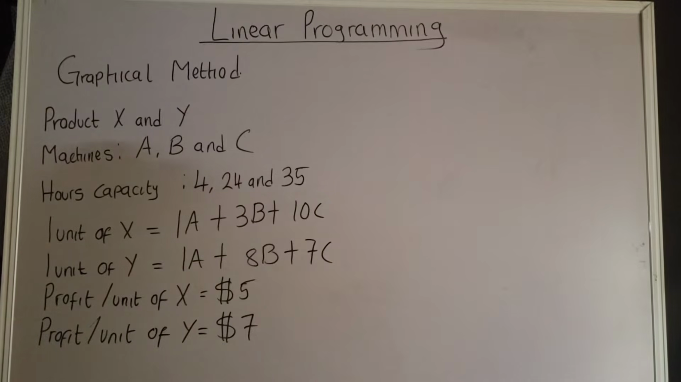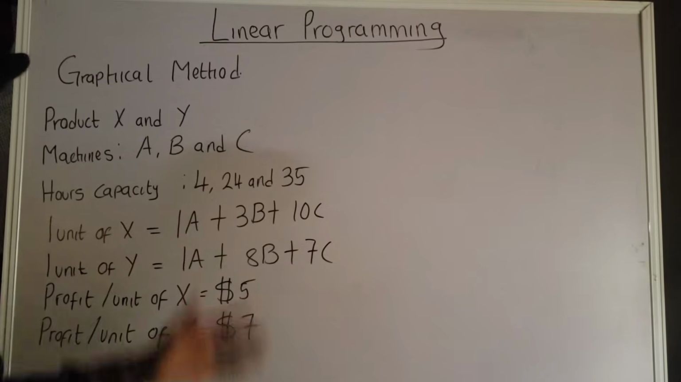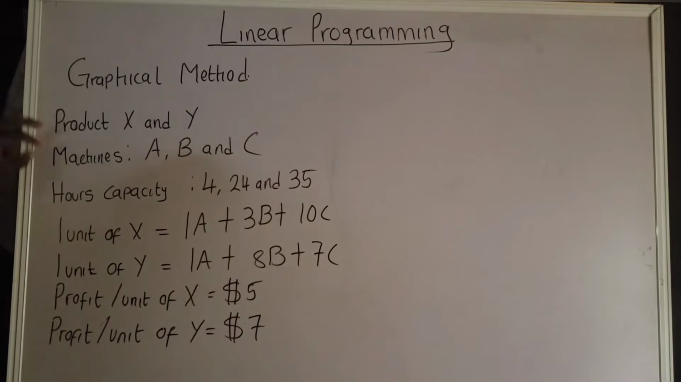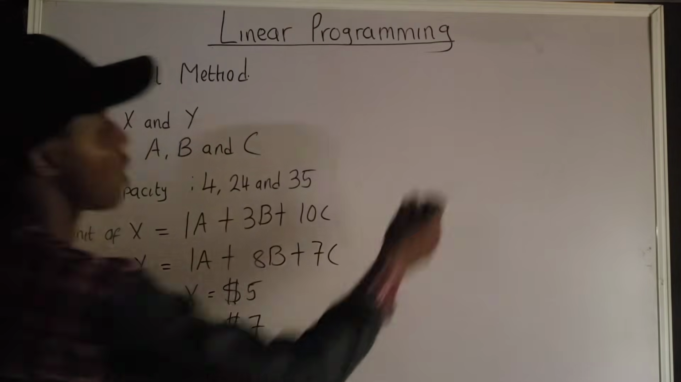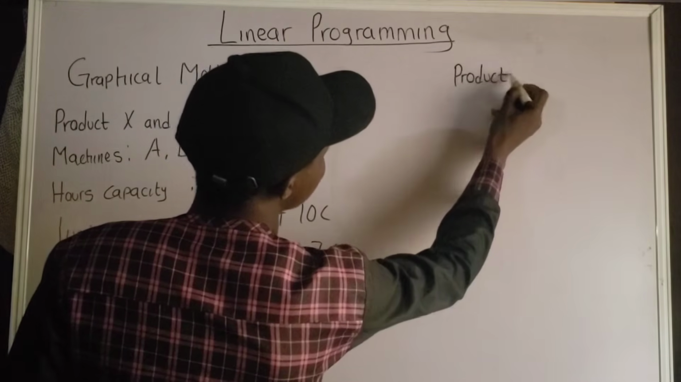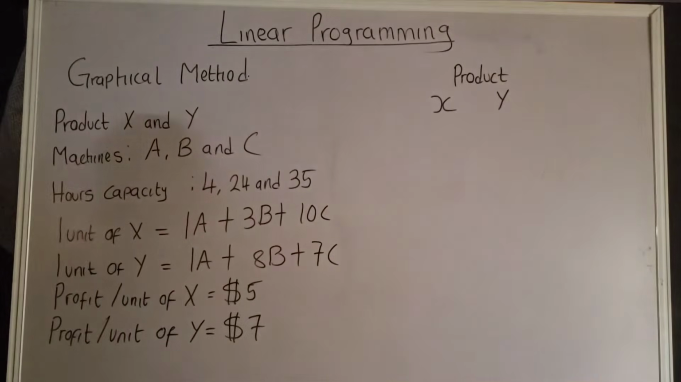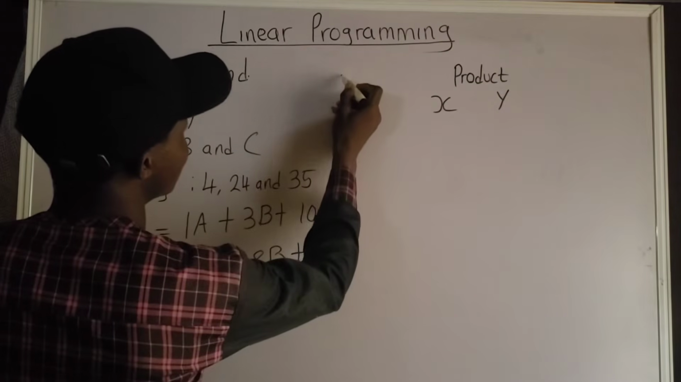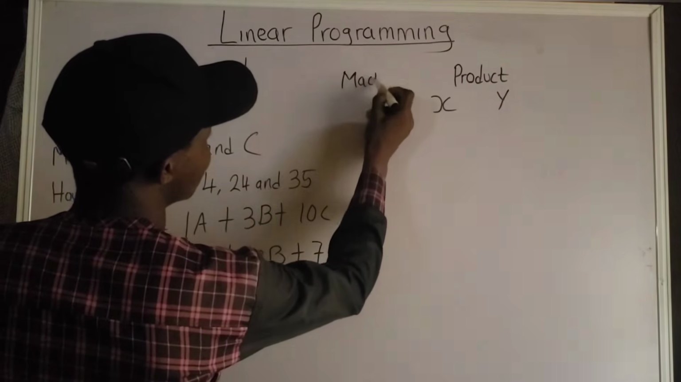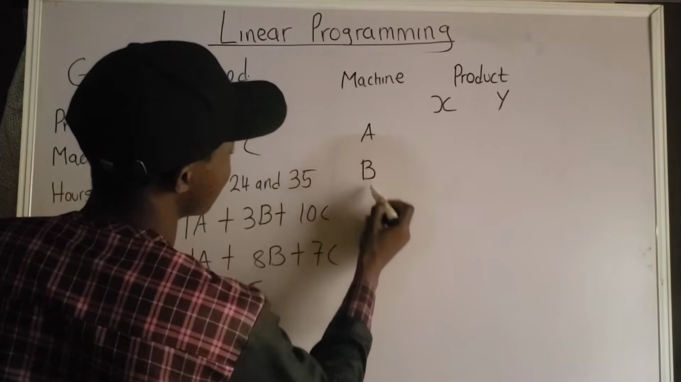Okay, here are the given parameters from the question. Now let us start by providing a linear programming table for these parameters. Here, the first parameter that was given in the question is products X and Y. So I'm going to have products. I want to construct the linear programming table now. Products X and Y. Okay. Another one is the machines. So I'm going to have machine A, B, and C.